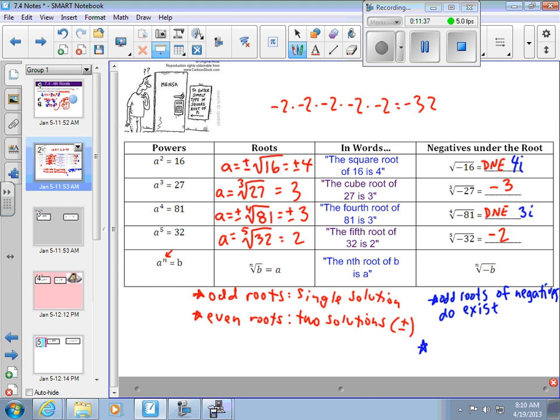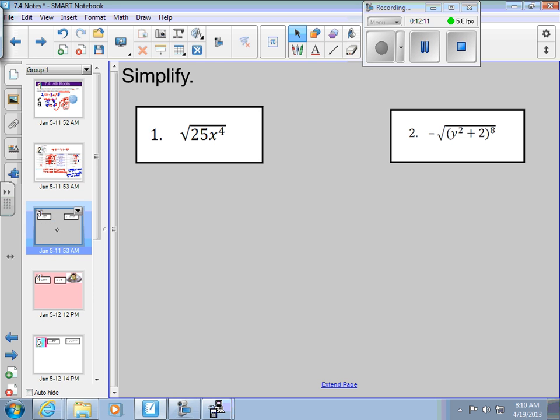No real solutions. So even roots of negatives, no real solutions. We can get imaginary solutions, but no real solutions. So even power ones, like square root of negative 16, no real answers. There is an imaginary one. Same with fourth root. So those are some patterns that you see. All right, what we're going to do is use this now to apply it to some roots.